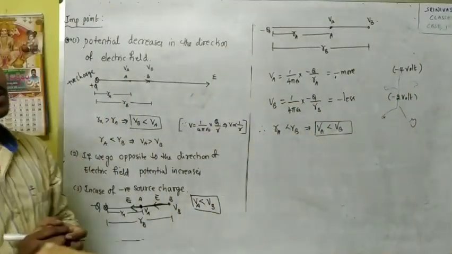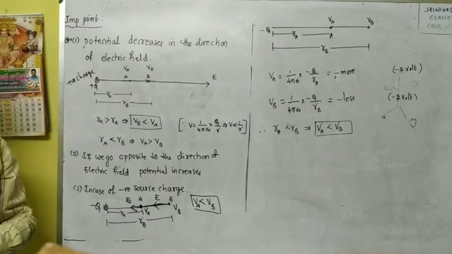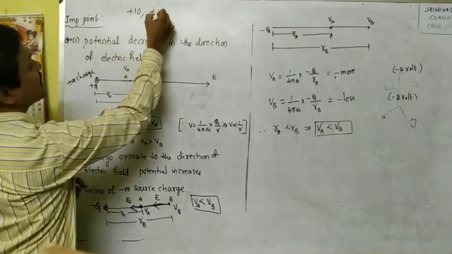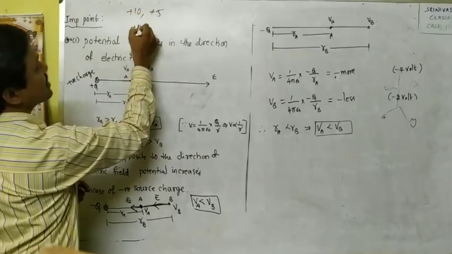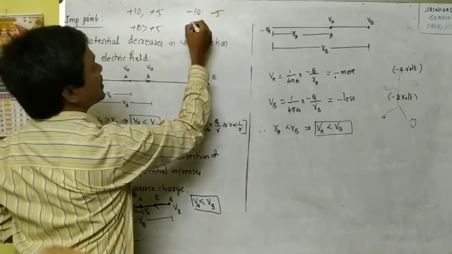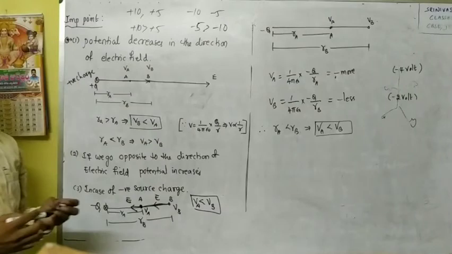When we compare the positive numbers, more positive is greater, less positive is smaller. Okay, when we compare plus 10 and plus 5, plus 10 is greater than plus 5. And when you compare minus 10 and minus 5, minus 5 is greater than minus 10. This formula we have to use.